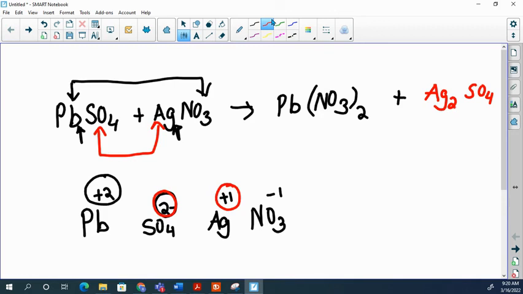And once we are done writing the equation, we need to make sure that we balance the equation as well. So put 2 in front of Ag, and now my equation is balanced on both sides.